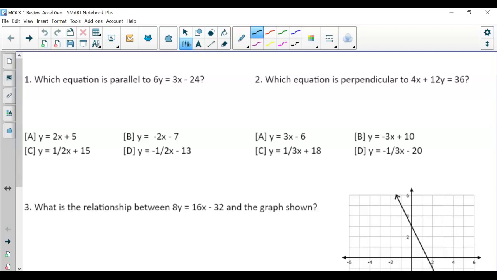So remember, parallel, the slopes have to be the exact same, versus perpendicular has to be the opposite sign as well as reciprocal, so the negative reciprocal slopes. So which equation is parallel to what's given?